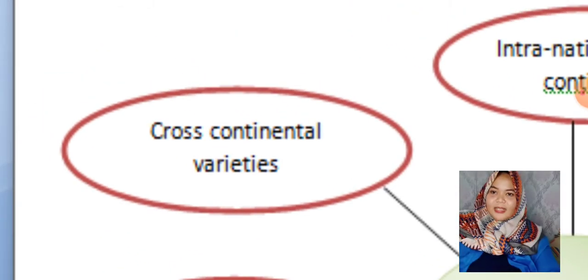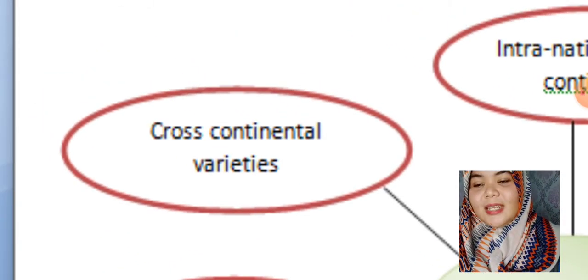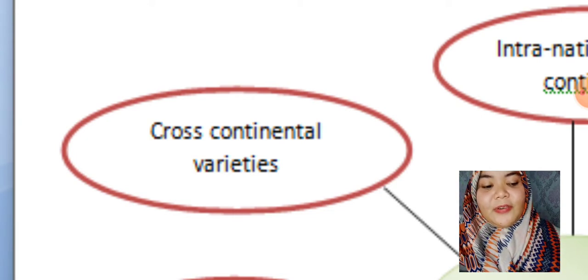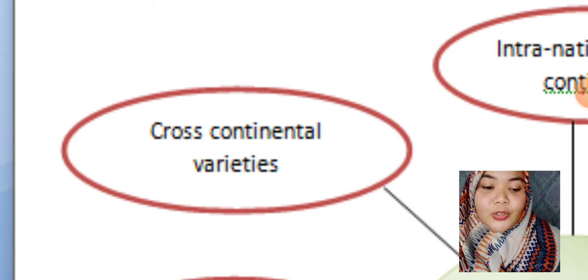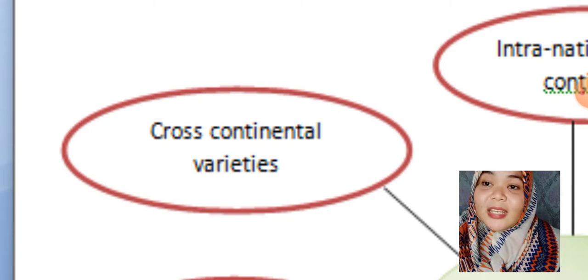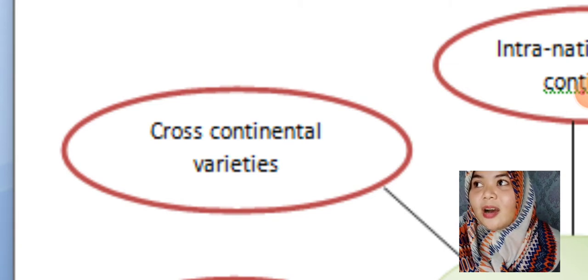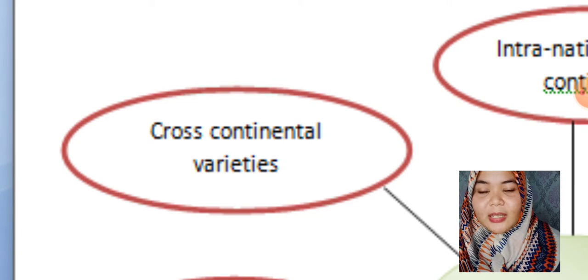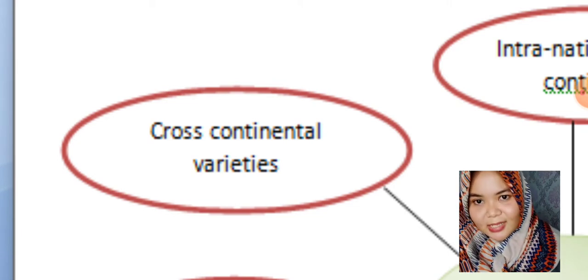The next one is cross-continental varieties. Cross-continental varieties are particular languages used by people who live nearby, so they have many similarities in the language. For example, Chinese and Cantonese.